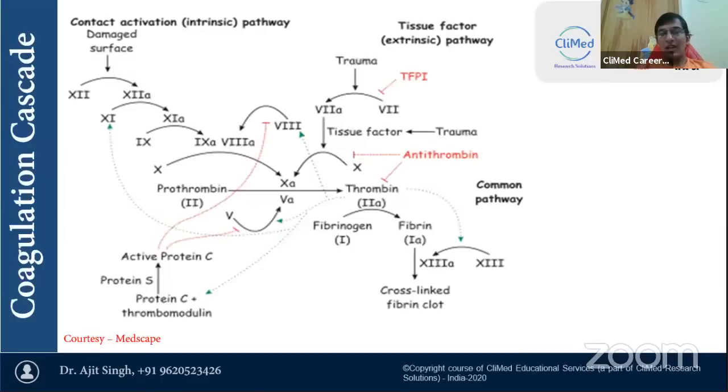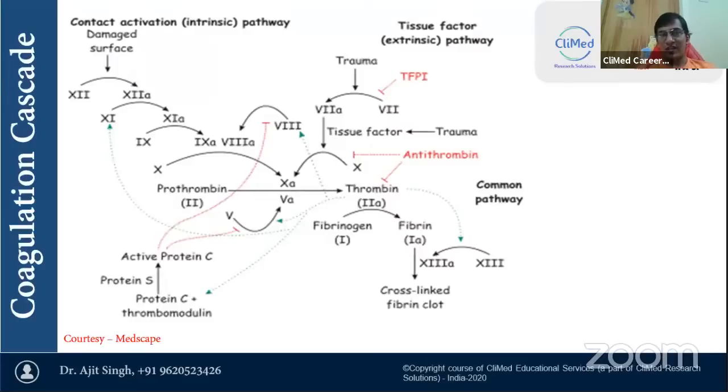Remember two things, 12 and 7. So in the extrinsic pathway, you need not do anything. It is just like that: some injury or trauma happens, some tissue factors come out, and these tissue factors will activate 7 into 7A.